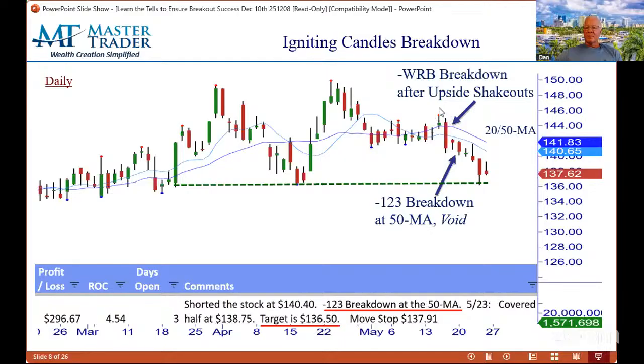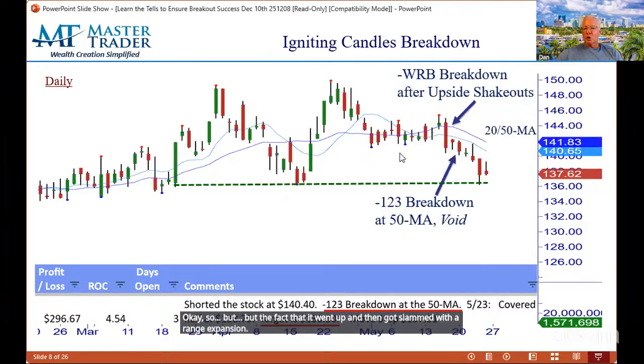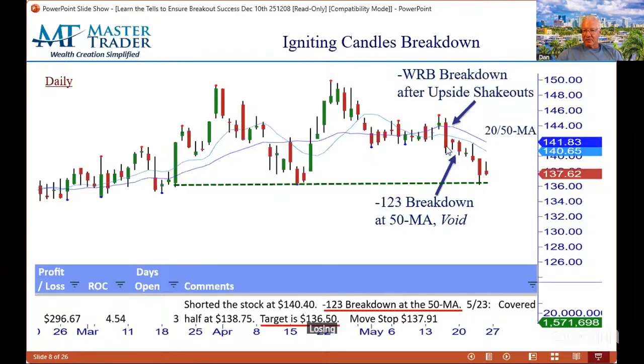Okay, but the fact that it went up and then got slammed with a range expansion, closing breakdown, inside bar, that's my bear 1, 2, 3. Momentum move is a price void. My target is the prior low. This is a closed trade, everything in the members area.